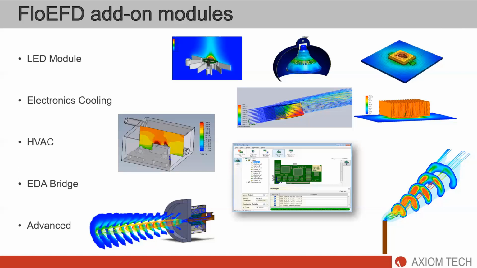The next add-on module is electronic cooling. There is a specific database and feature for electronics cooling application, like a special library of electronic equipment. The next very important module is HVAC. It's for some special analysis of comfort parameters.